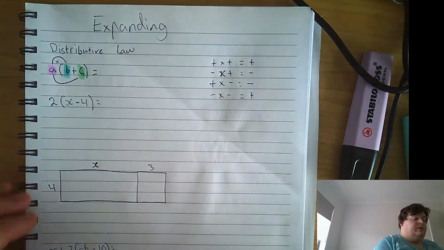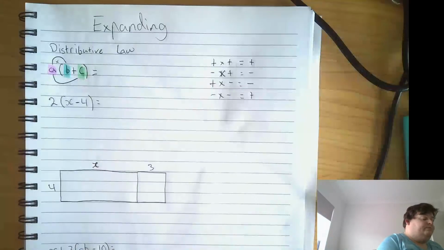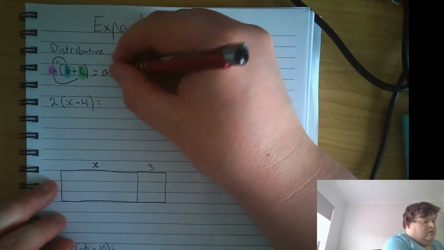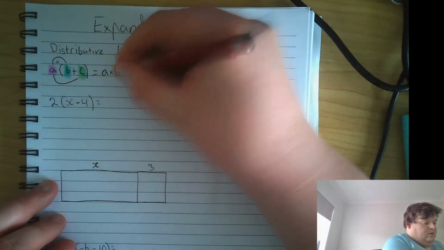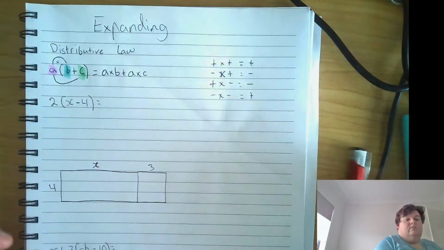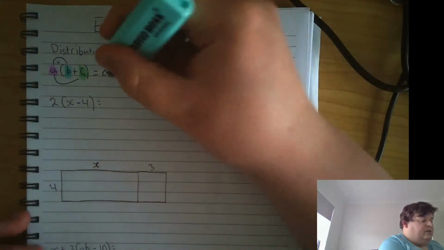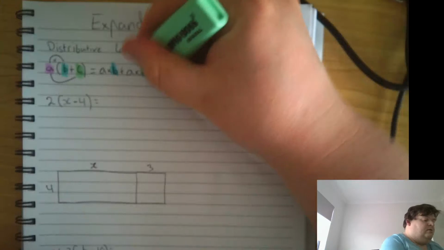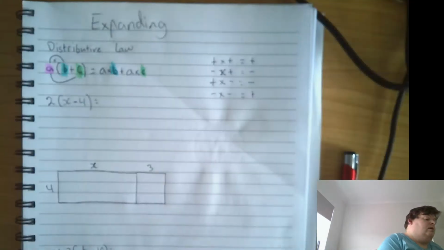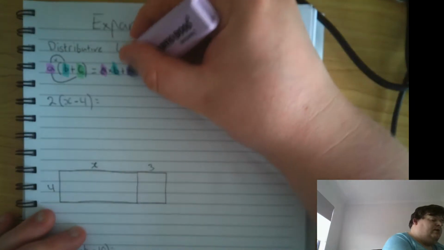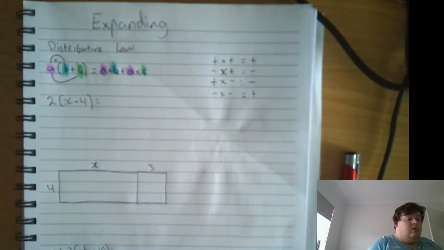Well, our answer should be A times B plus A times C. I'm just going to color code these again so you can see where everything has gone. So A times B, A times C. And that gives us a good indication of where all those values are going.